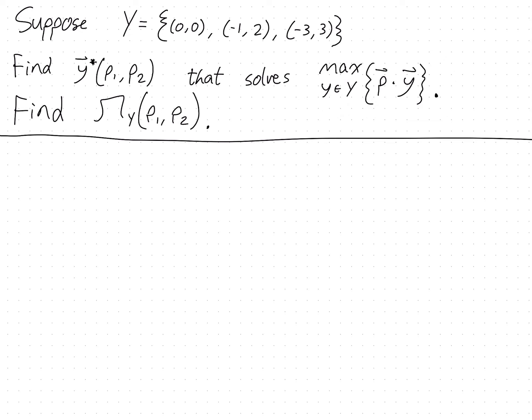And now we want to find this y star vector that solves this maximization problem. So essentially what we want is to figure out the y that makes this value as high as possible, subject to the constraint that y has to be up here. In other words, we're trying to figure out which of these is optimal. So first, the question we can ask ourselves is what would have to be true for us to choose to produce nothing?